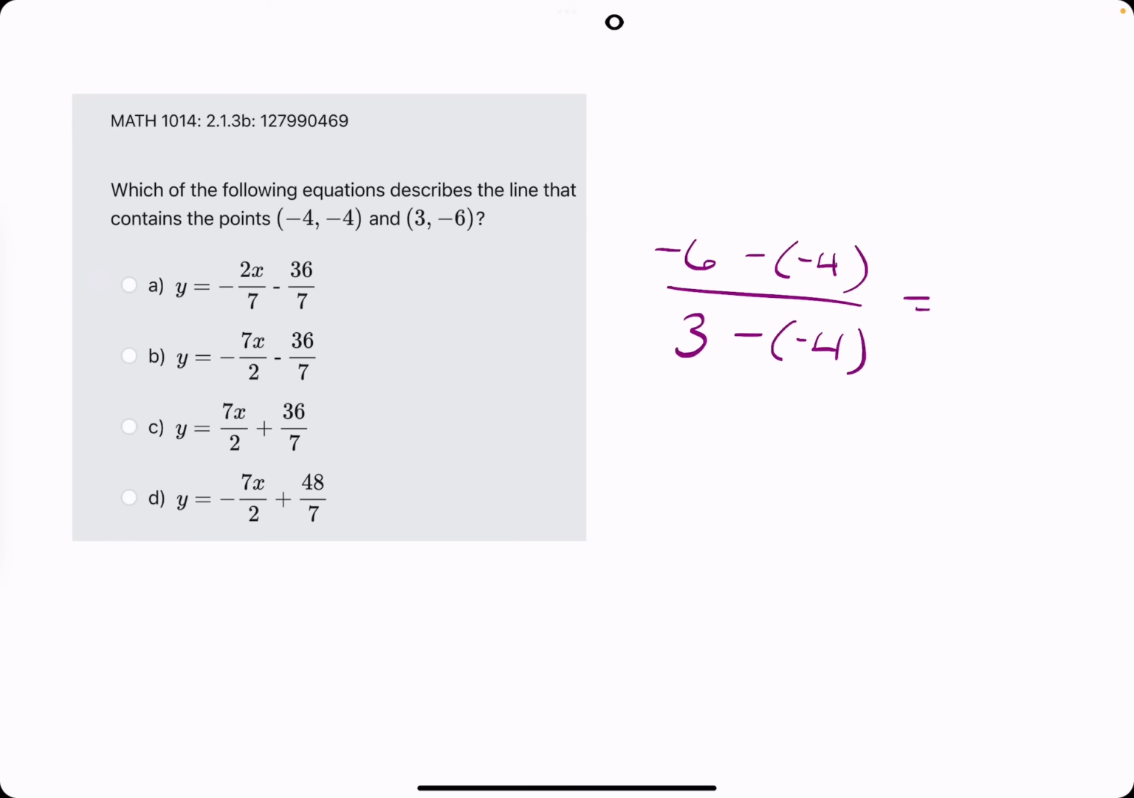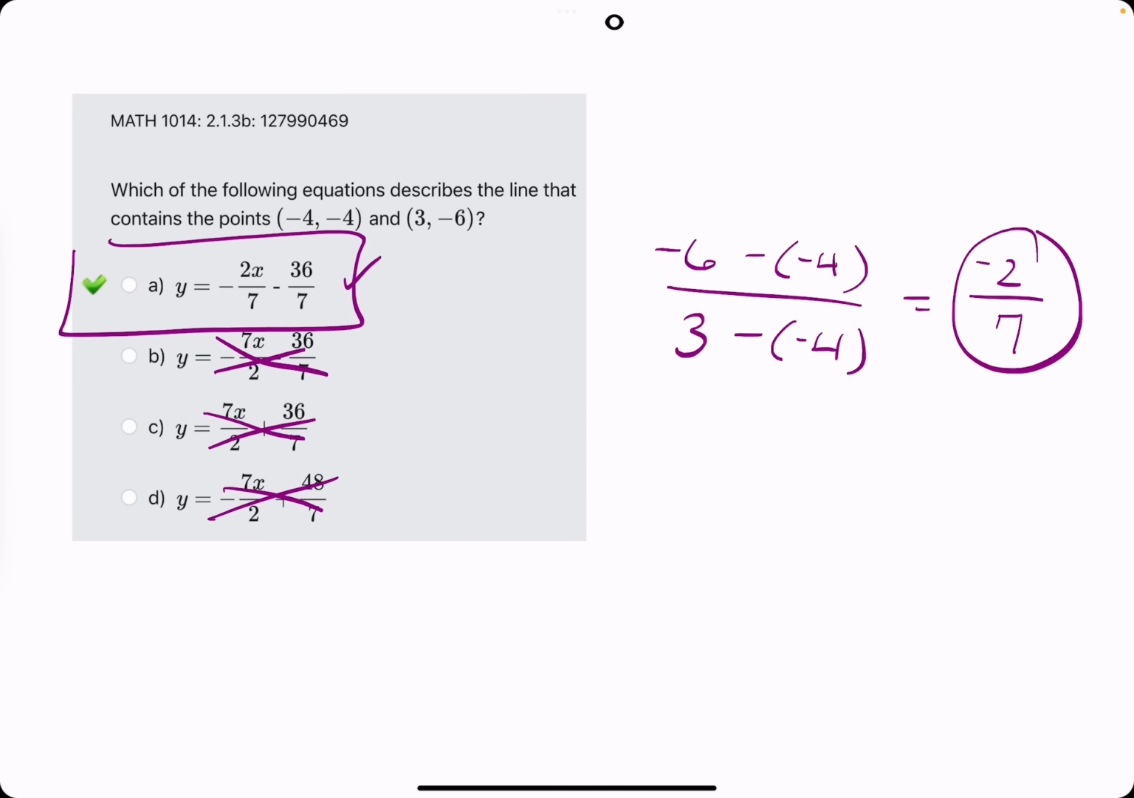Up top we get -6 plus 4, which is -2. On the bottom, 3 plus 4 is 7. So we're looking for -2/7 in front of the x term. We see it here, not here, not here, and not here. That made it easy. A is our answer here.